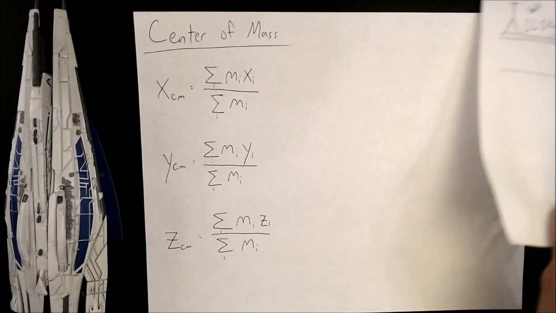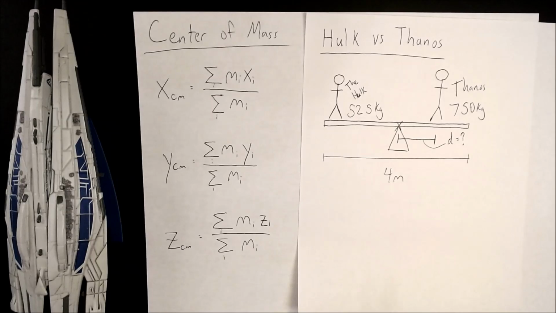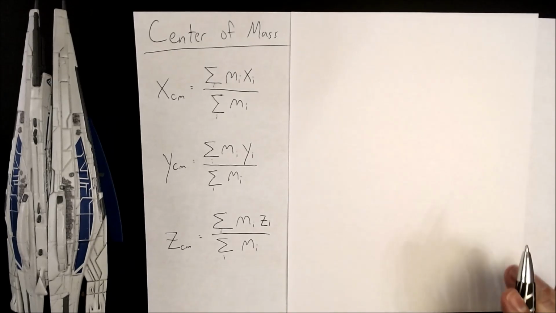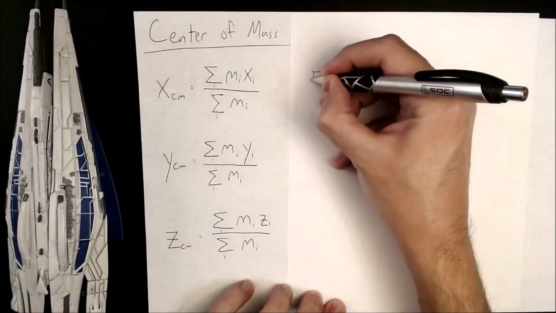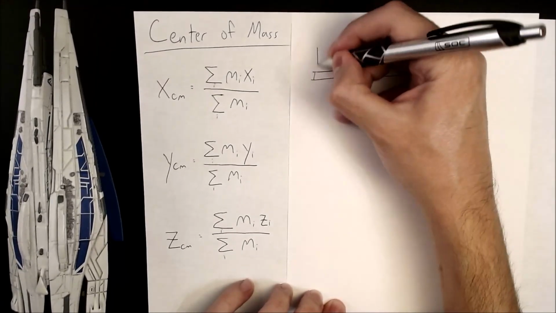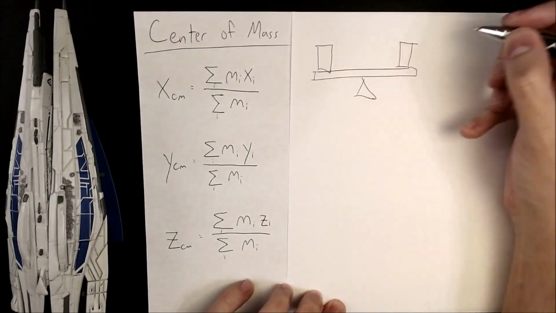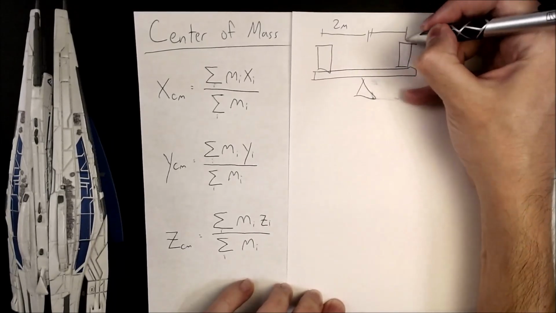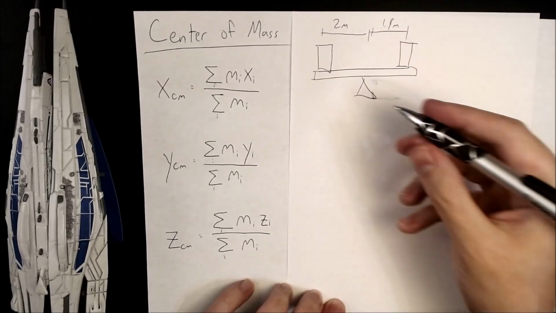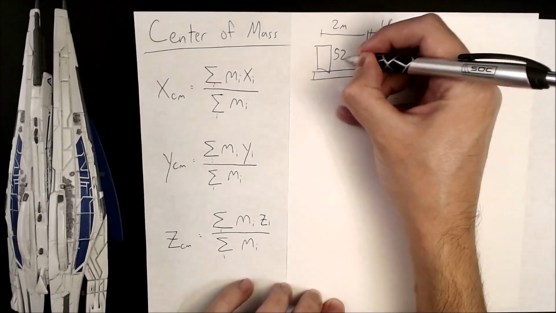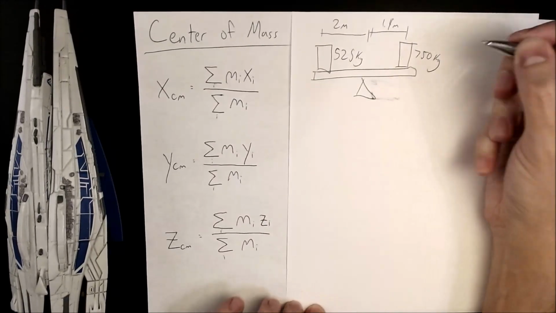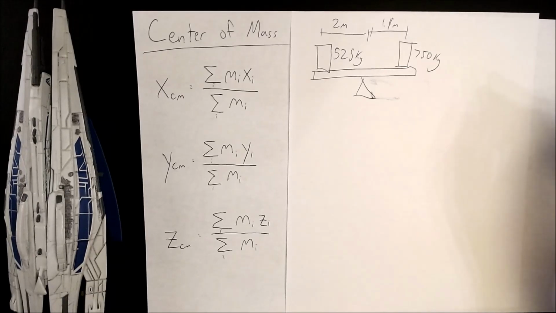Can we use that on this problem to find anything? Well, yes, we can. Let's use this to find the center of mass of the whole system. We've got the seesaw, we've got the Hulk, we've got Thanos. The Hulk is 2 meters away from the center. Thanos is 1.4 meters from the center. The Hulk has a mass of 525 kilograms. Thanos has a mass of 750 kilograms. Let's figure out where the center of mass of this is going to be.